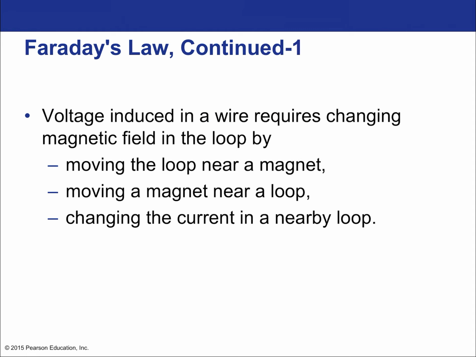And that's such an important idea, but a little hard to wrap your head around at first, okay? So the voltage induced in a wire requires a changing magnetic field in the loop by moving the loop near the magnet, moving a magnet near the loop, or changing the current in a nearby loop. All right, so those are the 3 ways we can create a changing magnetic field and thus induce a voltage.